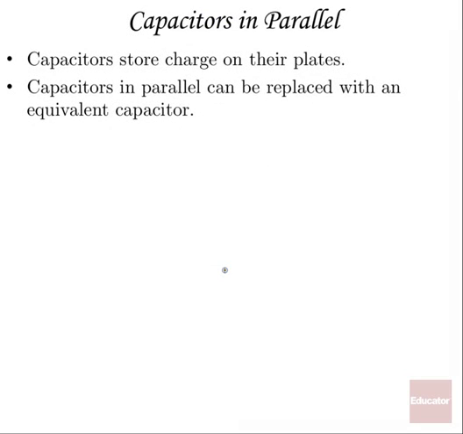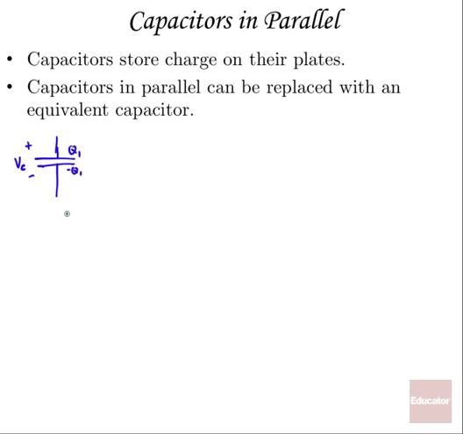So to start with, capacitors in parallel. Remember that capacitors store charge on their plates and therefore they're storing electrical energy in their electrical fields. Capacitors in parallel can be replaced with an equivalent capacitor, just like we could do that with resistors. So, if we take a look, a capacitor has a symbol like that, two even lines. We'll give it a positive and negative side.